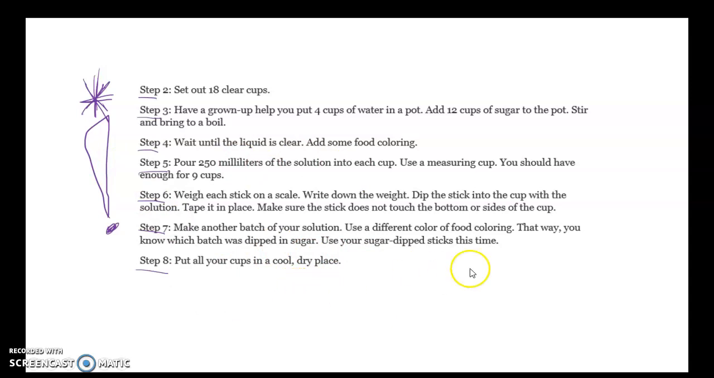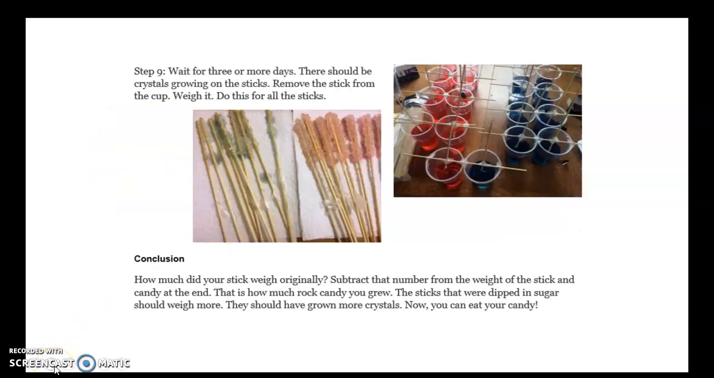You can try this with your mom or your dad, or maybe even an older brother or sister if you want. But here's the rest of your steps if you want them. I'm not going to read them. Okay, then step 9. I'm going to read this one. Wait for 3 or more days. There should be crystals growing on the sticks. Remove the sticks from the cup. Weigh it. Do this for all the sticks. Because remember, we're trying to see if rolling the sticks in sugar first grew better crystals or not.